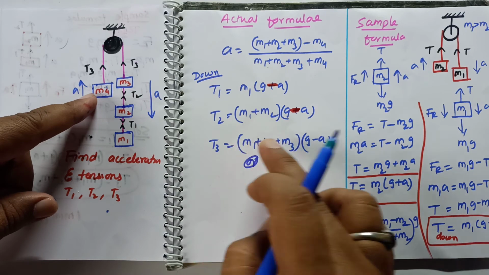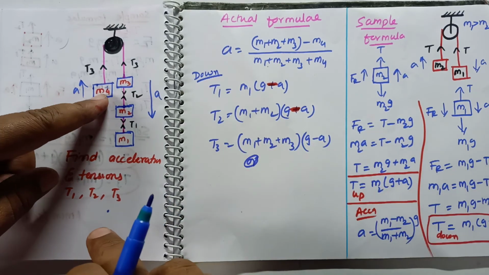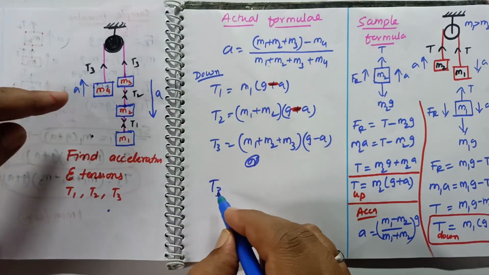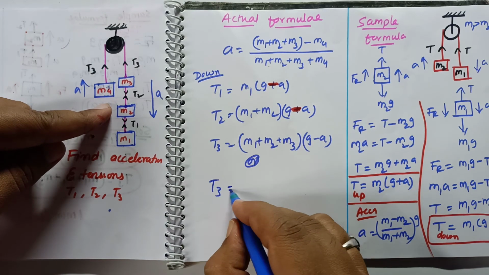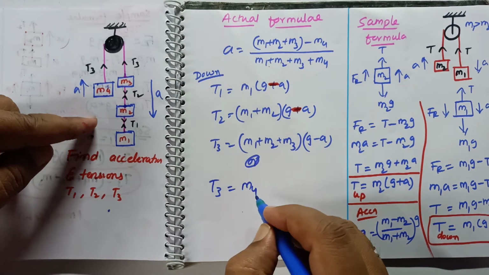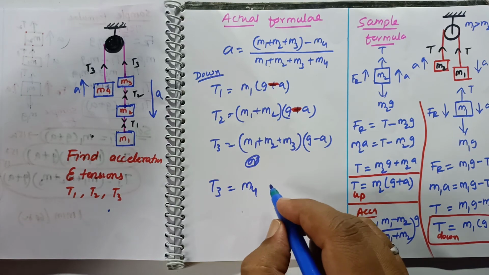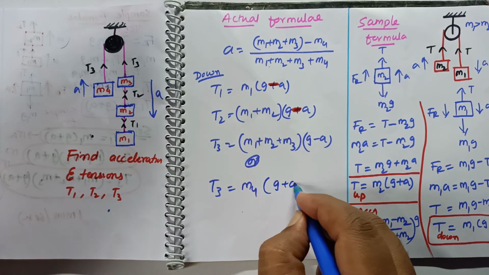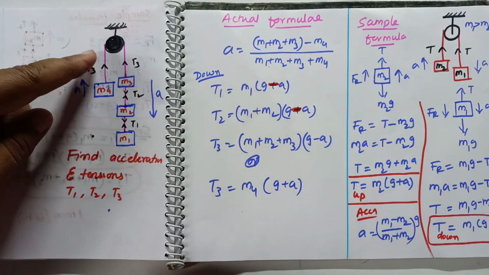Otherwise you can use one more formula to find out T3 also. Why? Because instead of taking all these three masses, you can take only one mass here, or you can find out T3 by using this concept here. So what is T3 here? T3 is equal to M4. M4 is moving upwards now. So M4 is moving upward means you can write G plus A, because upward tension.